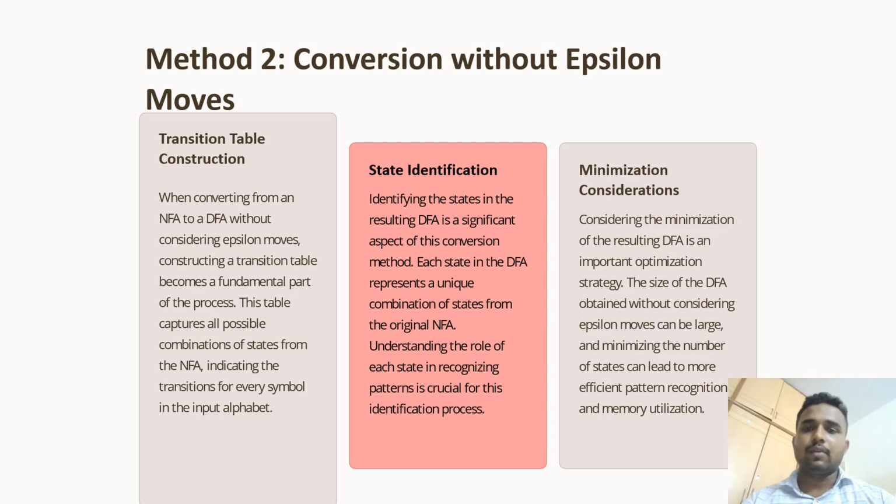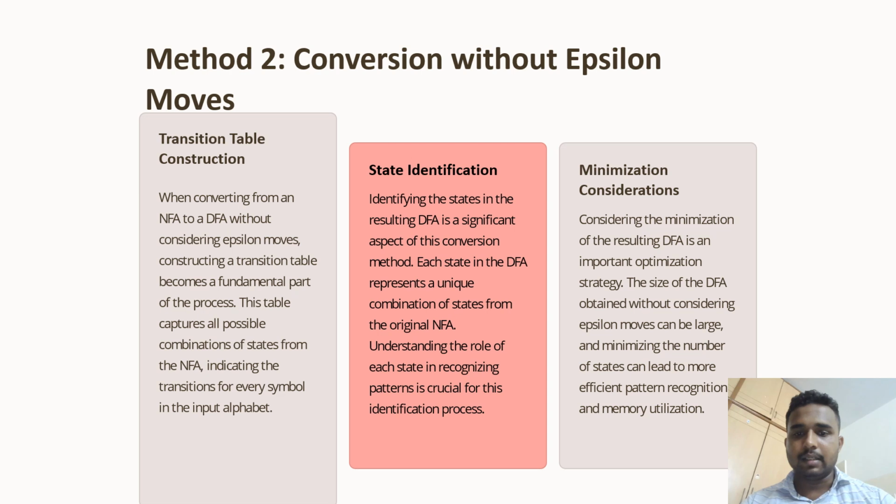Method 2: Conversion without epsilon moves. Transition table construction. When converting from an NFA to a DFA without considering epsilon moves, constructing a transition table becomes a fundamental part of the process. This table captures all possible combinations of states from the NFA, indicating the transition for every symbol in the input alphabet.